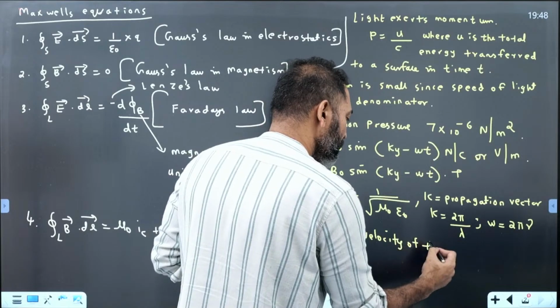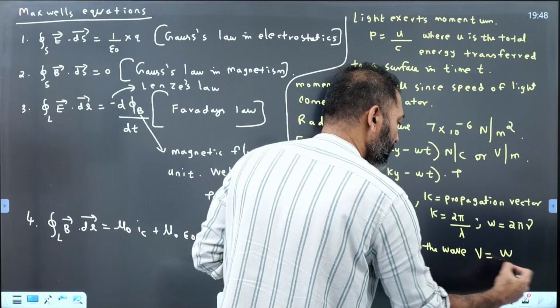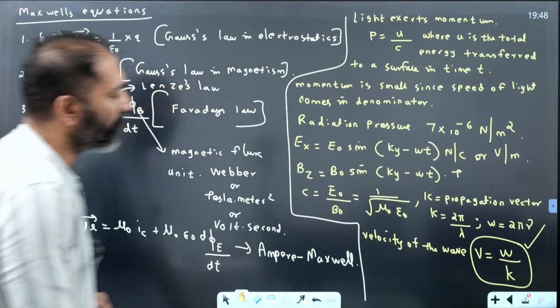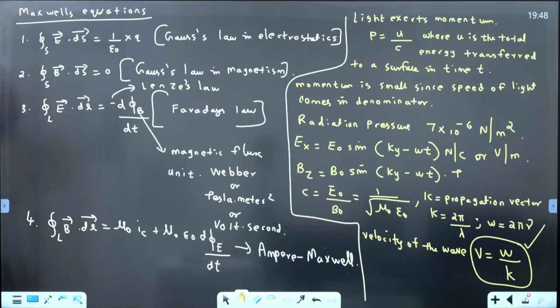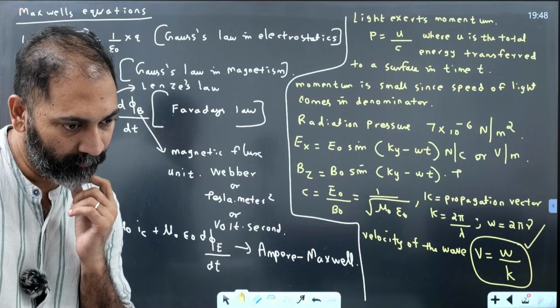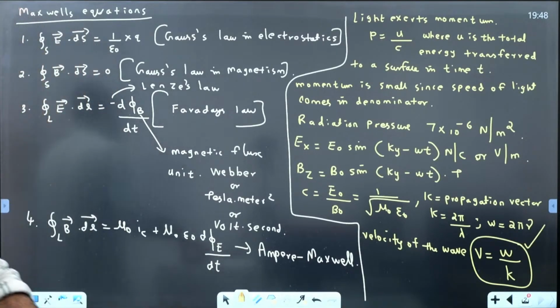Now how to find out the velocity of the wave? Velocity of the wave, V is equal to omega by K. Any doubt? Please note it down.